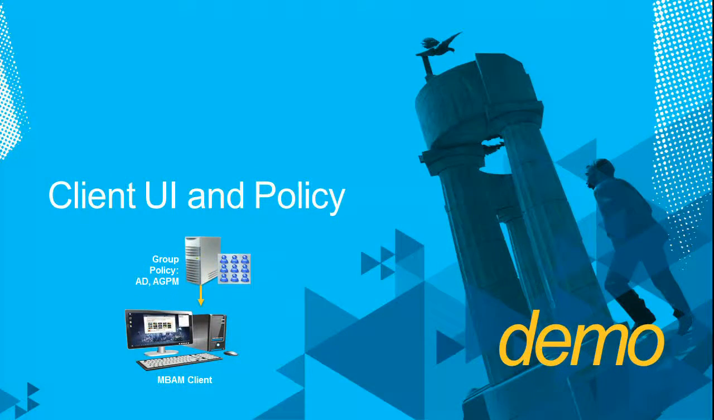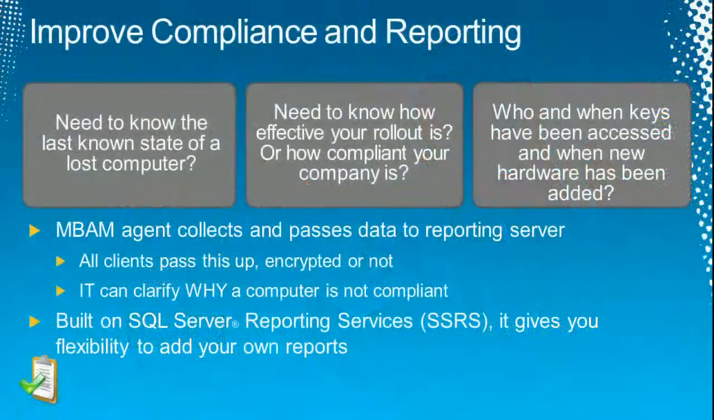All right, so we already showed you the client UI demo and the policy piece. So let's talk a little bit about reporting. The reporting is really to help you answer three big questions. First, you need to know the last known state of a lost computer, right? I leave it in a taxi cab, I leave it at my hotel. What status was that machine in? Was it encrypted? What level of encryption? When did it last check in? A lot of organizations look at this and go, I need to know this information. What can MBAM do for me?